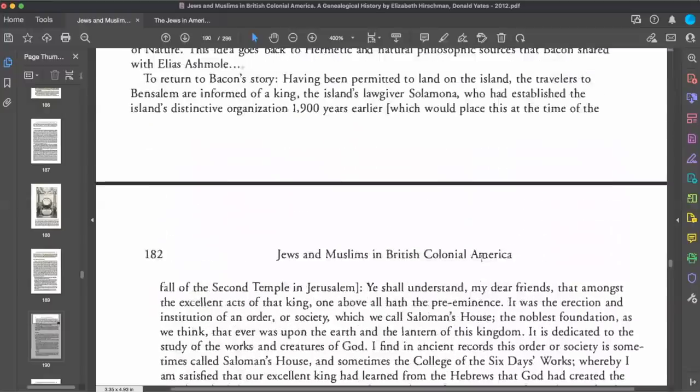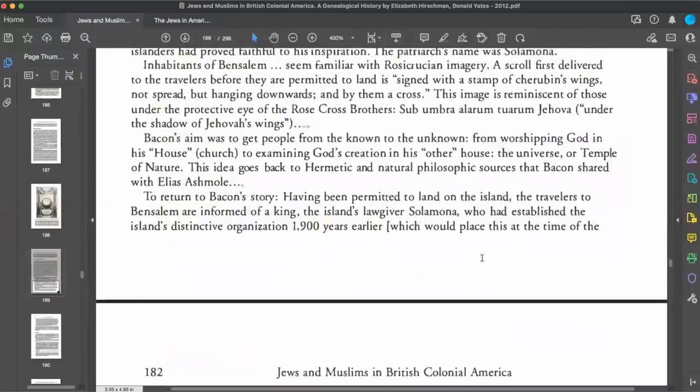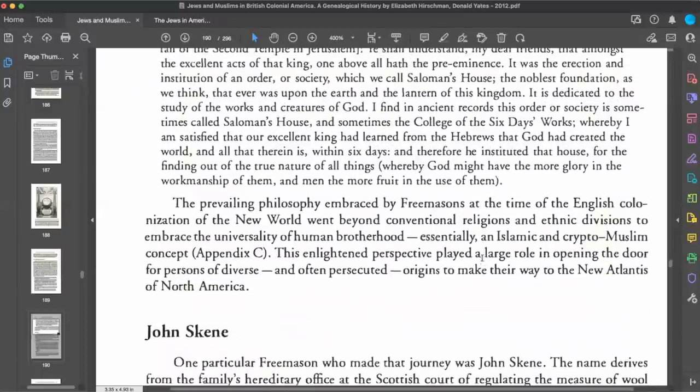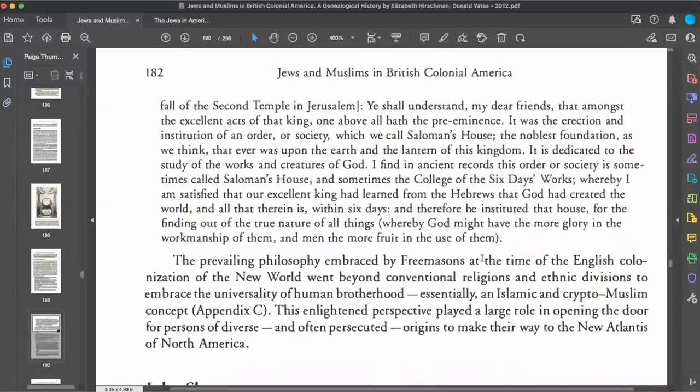All right, again, that was reading from this guy, Churton, talking about the New Atlantis, his interpretation. This is what they were trying to do again, set up shop here.